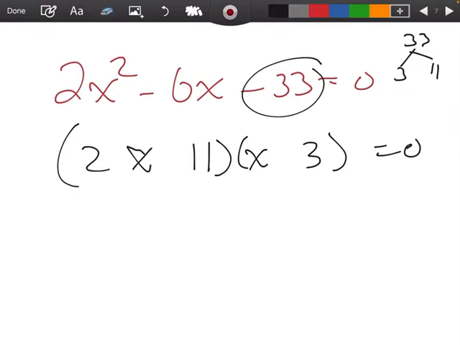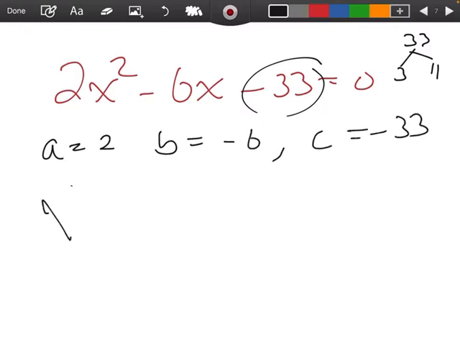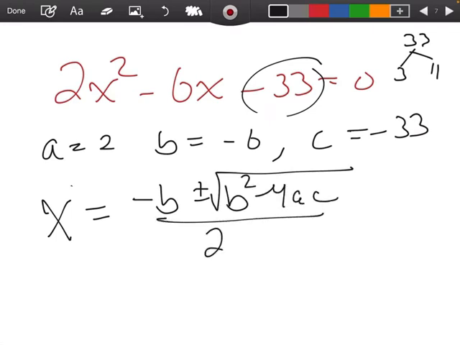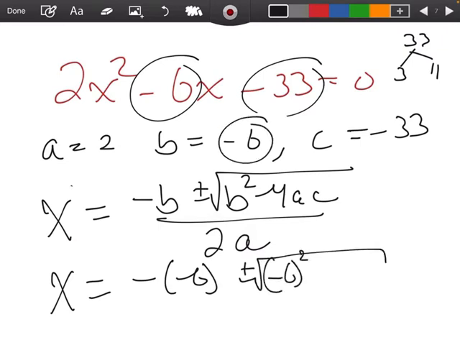Okay. Well, I'll tell you what. You know what's always going to work? And I know this is a little blast from the past for most of us, but the quadratic formula would work. Negative b plus or minus the square root of b squared minus 4ac over 2a. Let's see. Negative of negative 6 plus or minus the square root of negative 6 squared, minus 4 times a times c, all over 2 times a. Okay, so negative and negative is a positive 6.